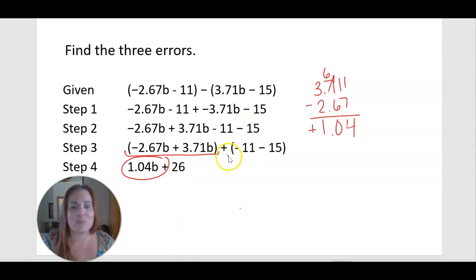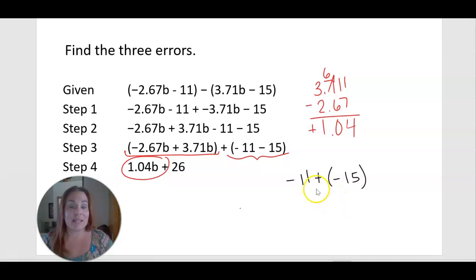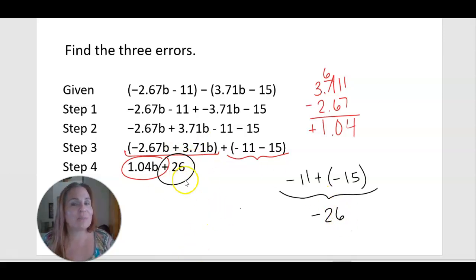All right, let's look at this last part. -11 minus 15. Remember that that's the same thing as saying -11 plus a -15, right? Subtraction is the same thing as adding a negative. So same signs, same team. We're just making that negative team larger. So this should equal -26. And when we look at what we have in the answer, there's our third mistake. Negative 11 minus 15, or negative 11 plus negative 15 equals negative 26, not positive.